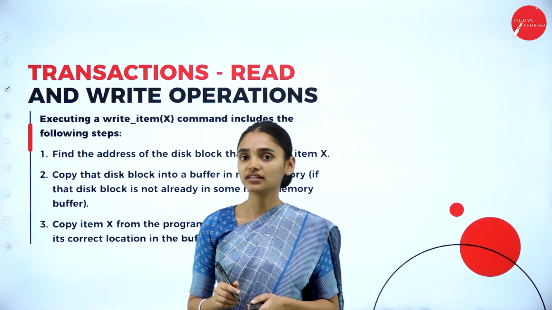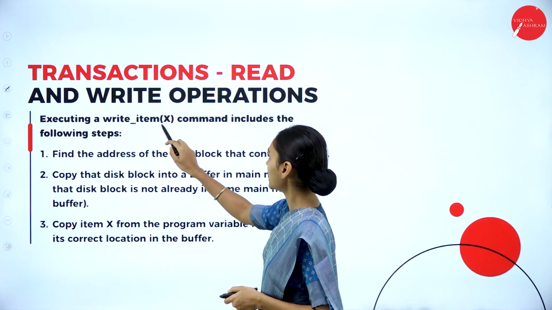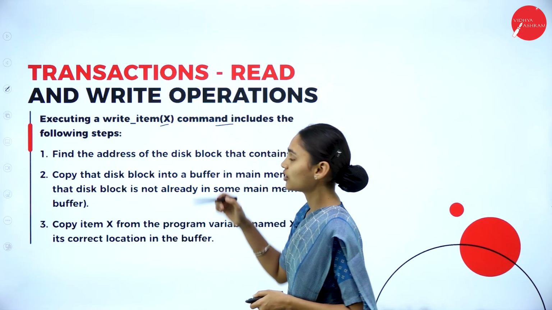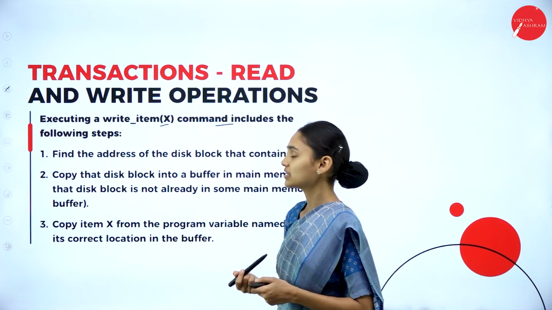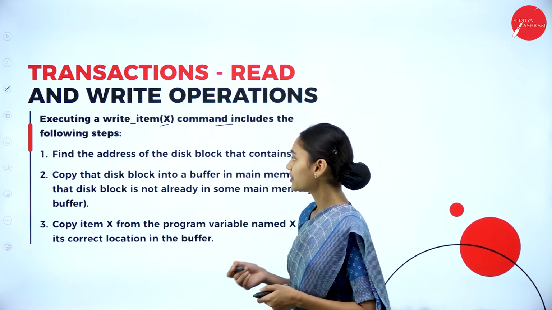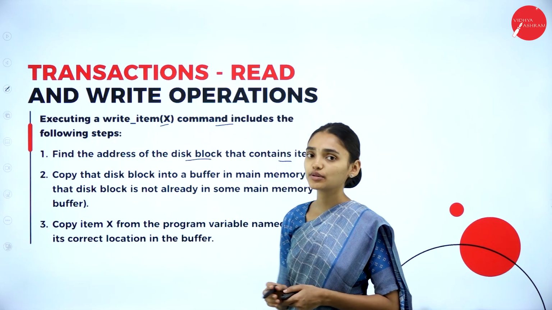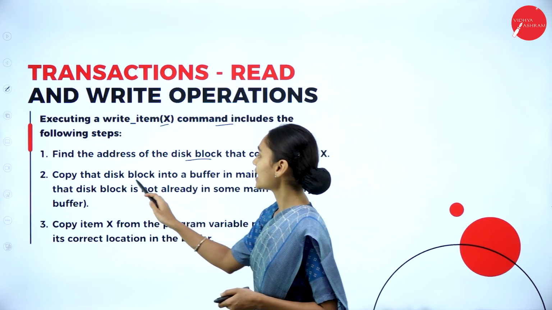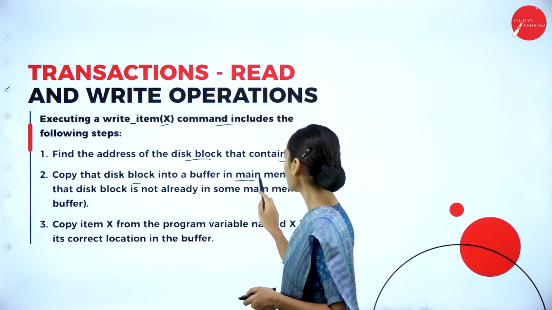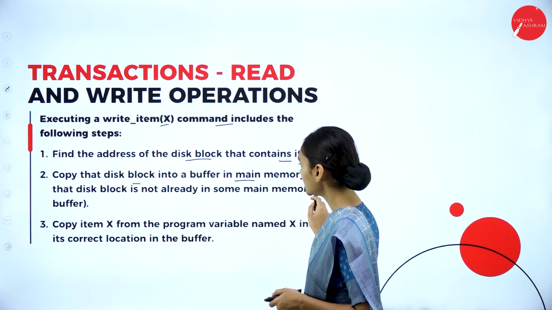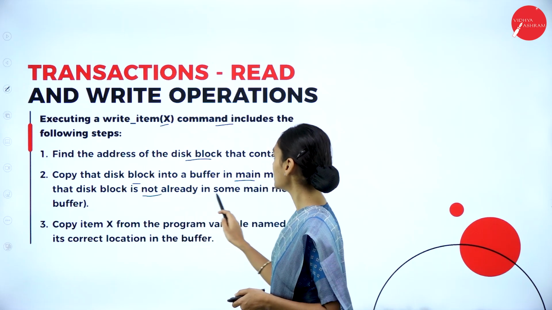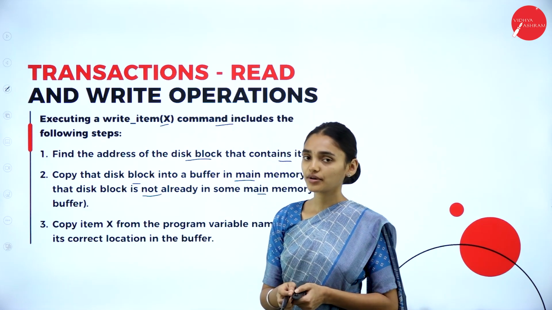Next is write. Executing the write item command includes the following steps. First, find the address of the disk block that contains item X. Next, copy that disk block into a buffer in main memory, if that disk block is not already in the main memory buffer.